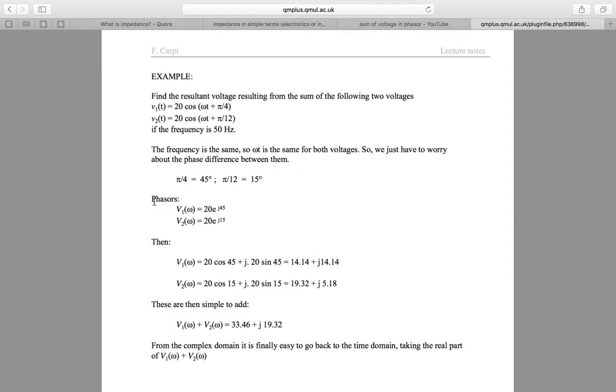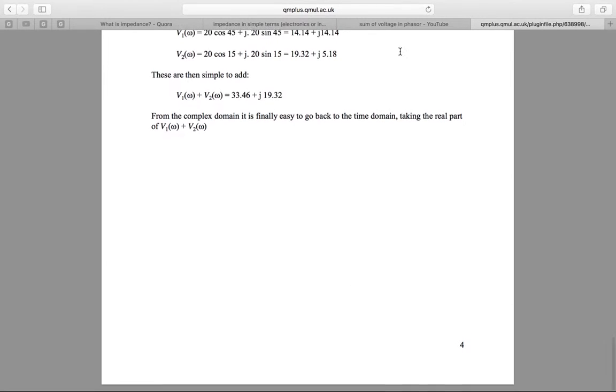Then you convert this into phasors, because phasors need to be written in degrees and not with pi. So you get 45 and 15. Then you do the summation. This needs to be converted into Cartesian form, which is 20 cos 45 plus j 20 sin 45. So you just rewrite it in Cartesian form for V1, and the same for V2. Then you sum the real parts, 14.4 and 13.32, and you also sum the imaginary parts, 14.14 plus 5.18, and that's all you have to know.